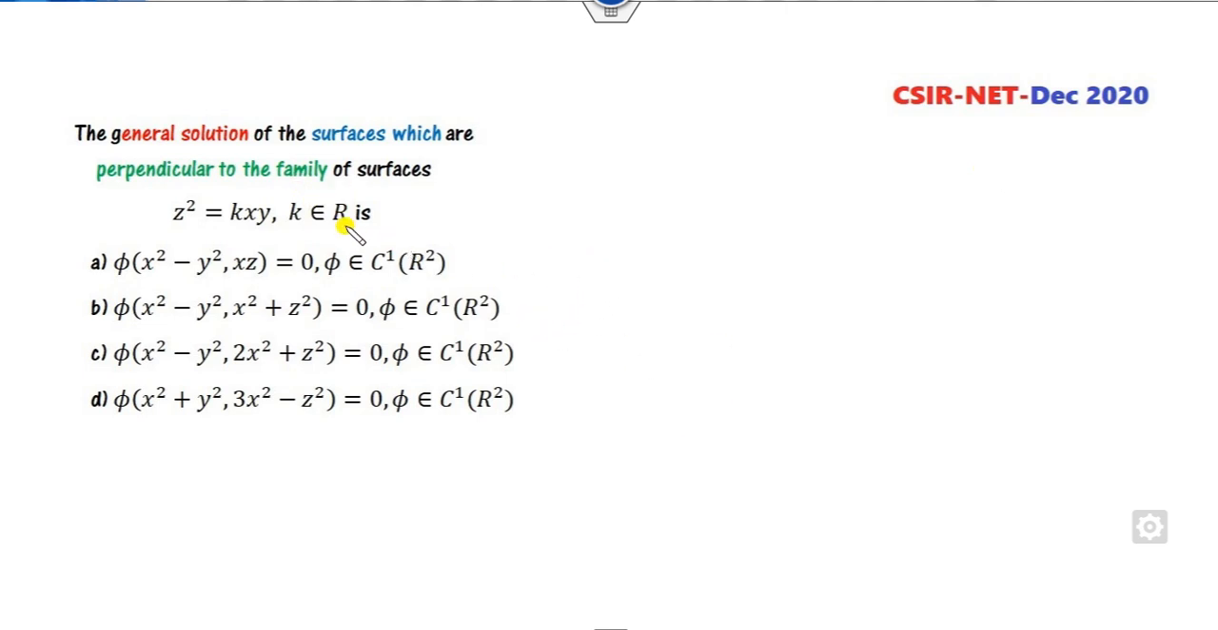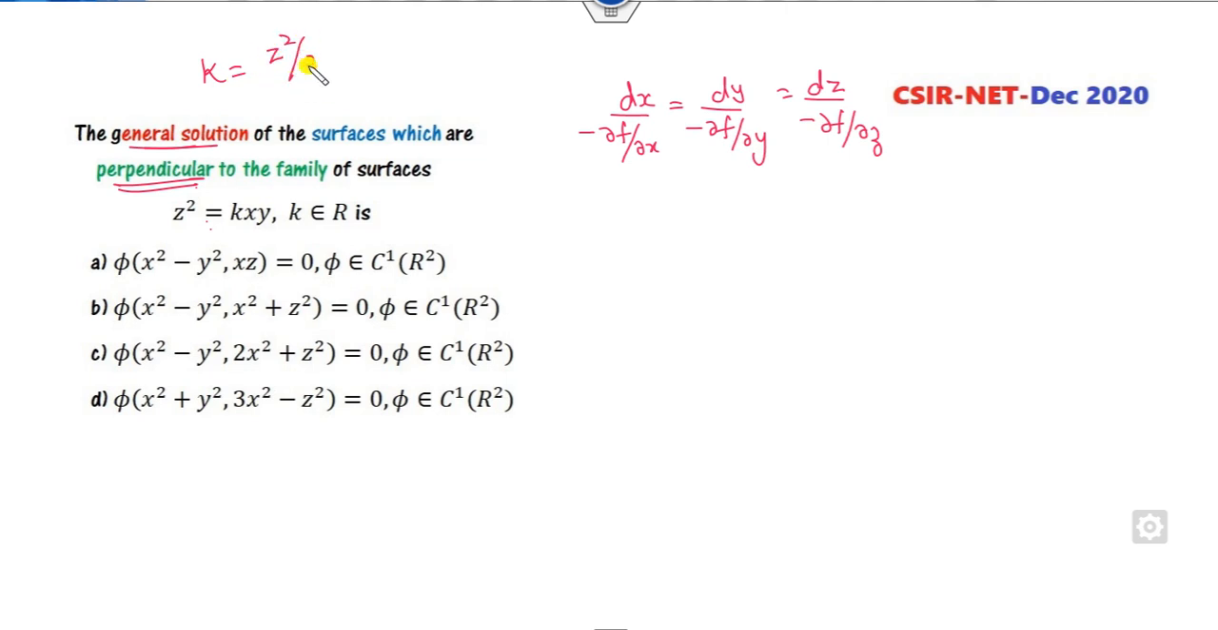Okay, now the next category is you have to find the general solution which is perpendicular to the family. So what is the solution of this? Remember, whenever there is a perpendicular, you have to solve this one. Now here, what is f? You can find the value of k from here. This is my k, which is called f. Now you can substitute the value here.